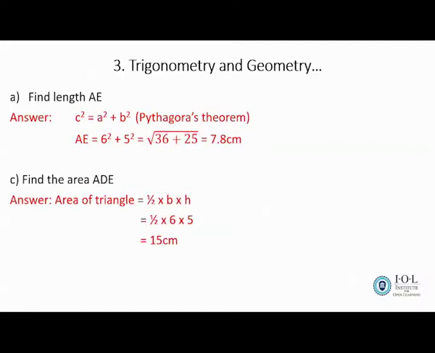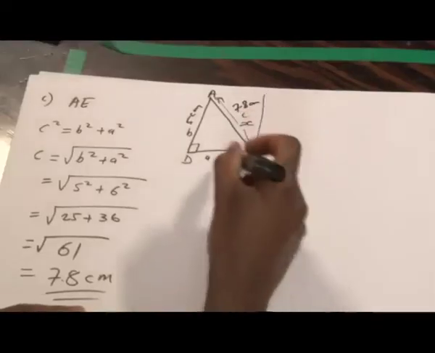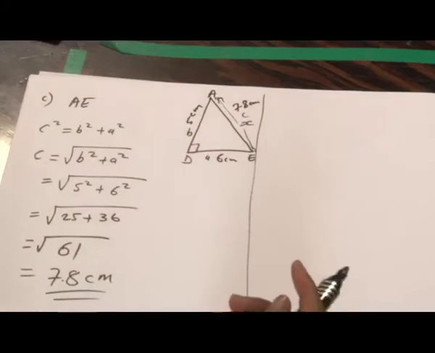Then you key in, you find the square root of 25 plus 36. You can always key that in your calculator. 25 plus 36 gives you 61. So you are finding the square root of 61. Square root of 61 gives you 7.8. That's now centimeters. So now we know that the length AE is 7.8 centimeters. This is 6, that's 5, that's 7.8 centimeters.